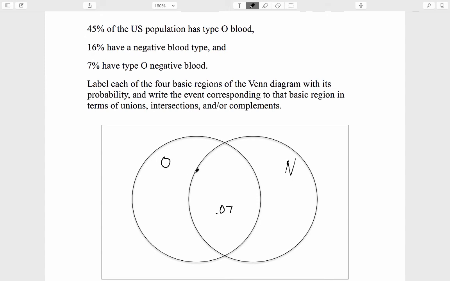And now the moment of truth. This is where many students make mistakes. This 45%, this 0.45 probability that our randomly selected donor has type O blood, does not refer to a single basic region. Instead, it refers to the entire O circle. That means that the probabilities in these 2 basic regions combined must add up to 0.45. And that means that the probability in this region equals 0.38. So to be clear, that was 0.45 minus the 7% that have already been accounted for. So after accounting for the 7% of donors who are O negative, that leaves 38% who are O positive.